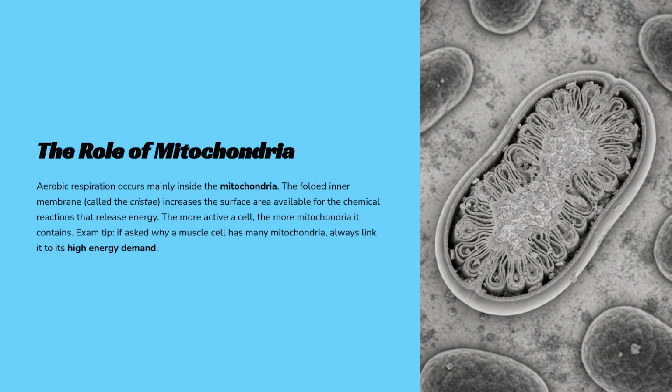Aerobic respiration primarily happens inside the mitochondria. Their folded inner membrane, called cristae, maximizes the surface area for energy-releasing chemical reactions. A high energy demand means a cell has more mitochondria.